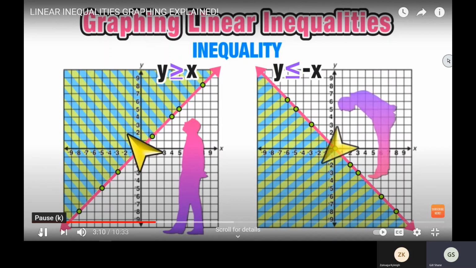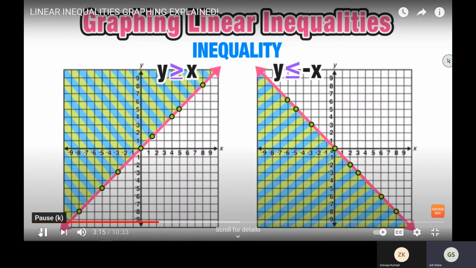And when we have a less than or equal sign, you're going to shade below the line. So maybe now your mind is blown and you're asking, what does this mean? We already established that when it's an equation, all of the points on the line are solutions.